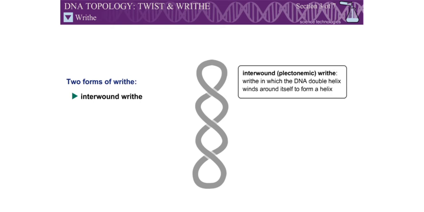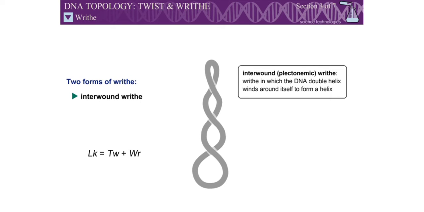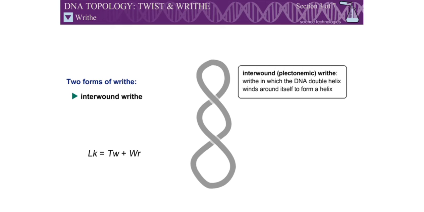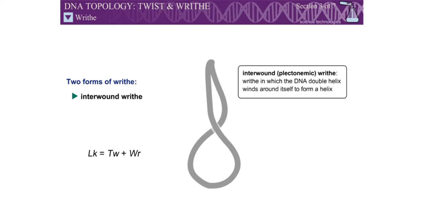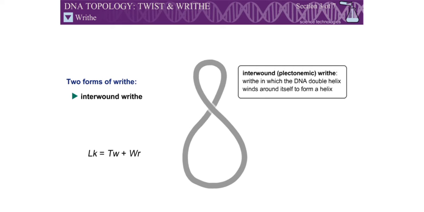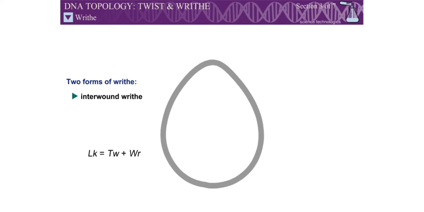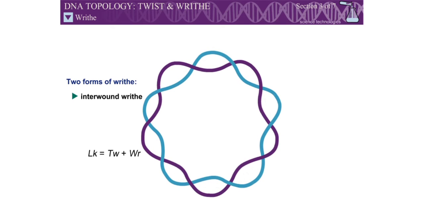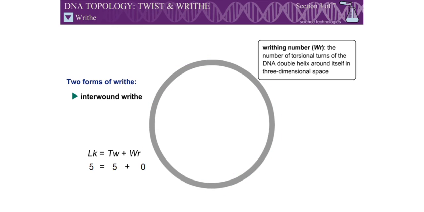One form is interwound or plectonemic writhe. In interwound writhe, the DNA is wound around itself, forming a helix. Most cccDNA molecules exhibit interwound writhe. The writhing number is the total number of writhes in a molecule of DNA.